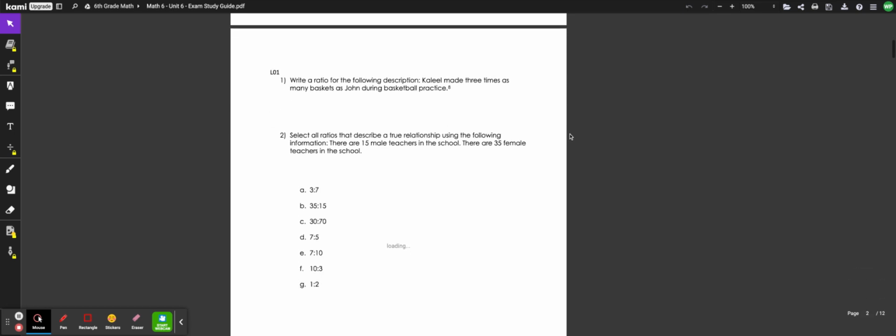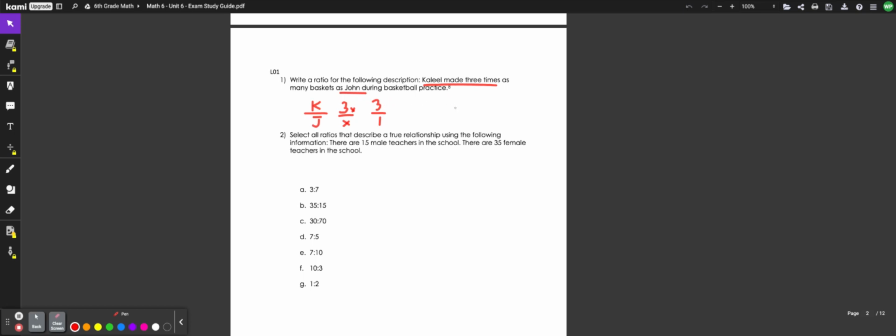All right, let's take a look at question number 1. We need to write a ratio describing Khalil, who made 3 times as many baskets as John during basketball practice. So, first off, annotate, and then we can write this a couple different ways. If we're going to represent Khalil and then John, whatever John is, Khalil is going to be 3 times that. We can say 3 to 1, so that whatever John makes, Khalil is going to make 3 times that.